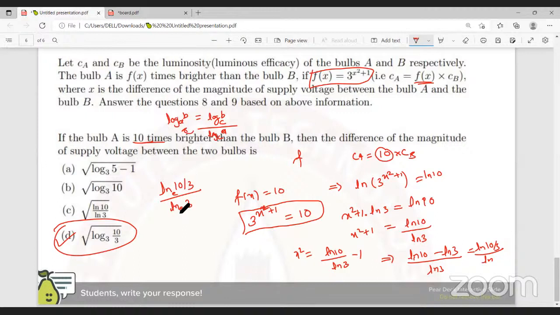So what happens when we multiply both sides by log base 3 in the equation of the first figure, 3 to the power x square plus 1 equal to 10? Here, right side, sir. Left side, sir. Yes, sir.